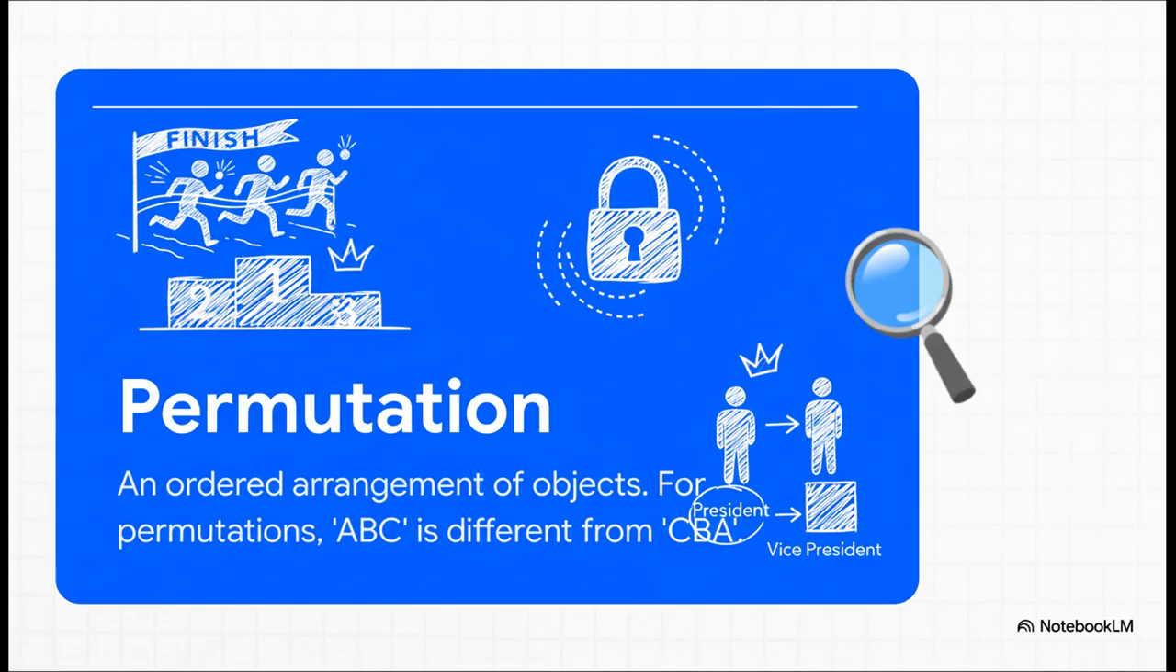Think about things like computer passwords or lock combinations. PASS is obviously a very different password from SSAP. Or think about a race finish. The outcome, ABC, is completely different from CBA when you're handing out gold, silver, and bronze medals.